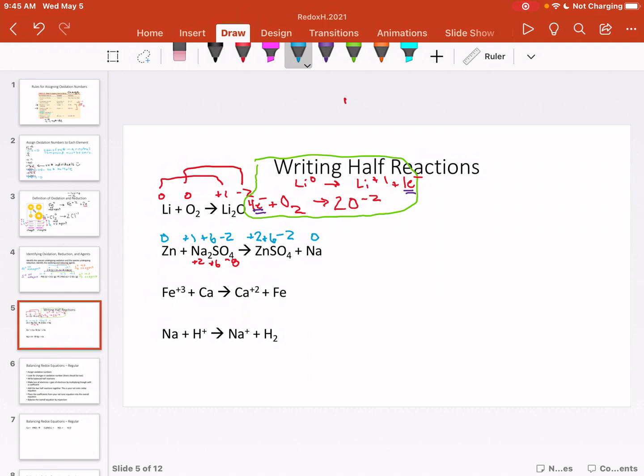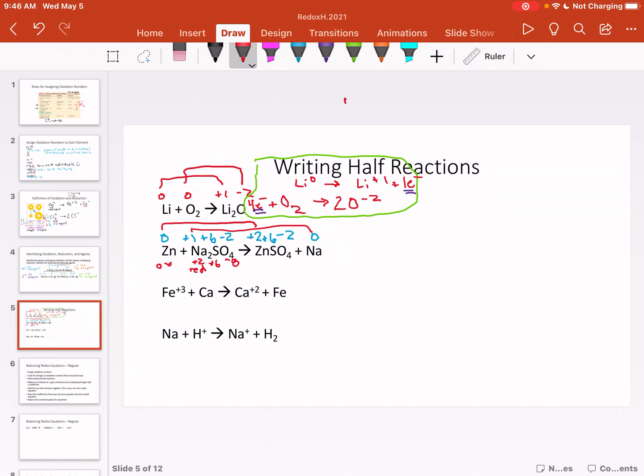So whose charge changed? I can see that zinc went from 0 to +2. That's oxidized. Its charge went up. I can see that sodium went from +1 down to 0. Its charge went down. So that's reduction. So zinc was the guy who was oxidized, and our sodium was the guy who's reduced.